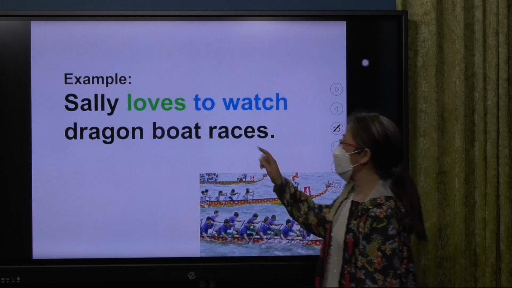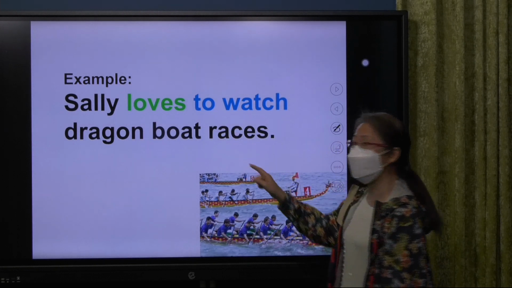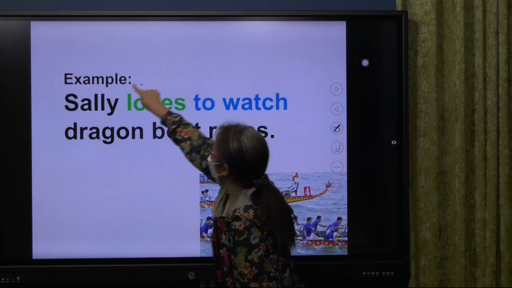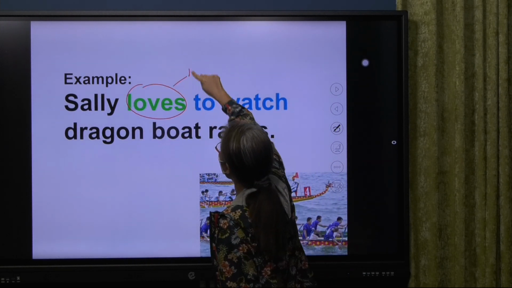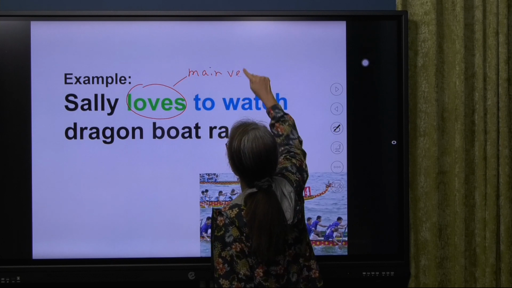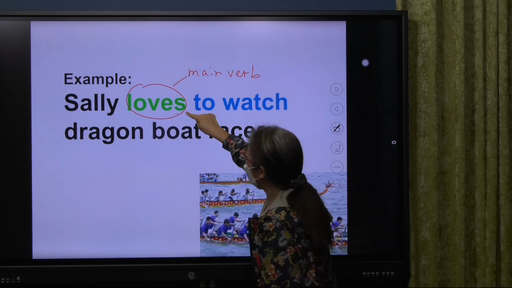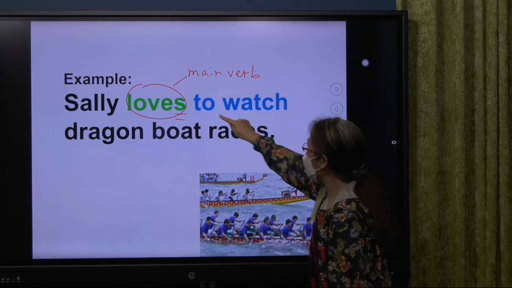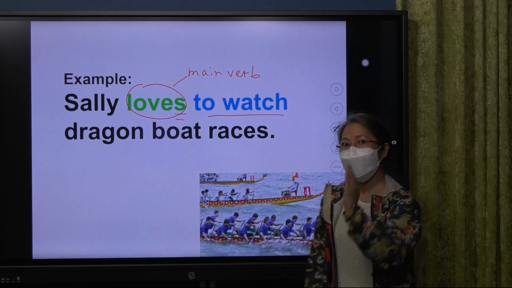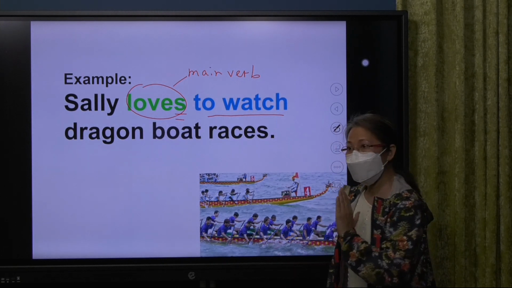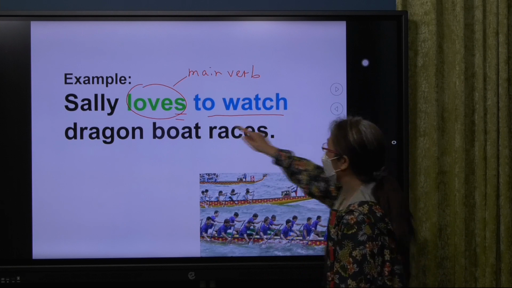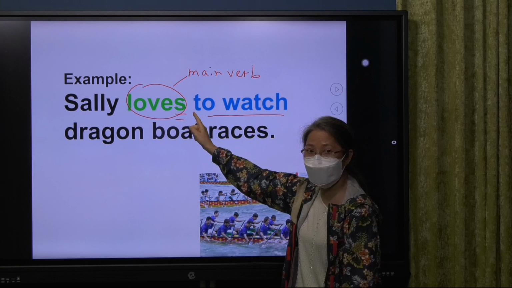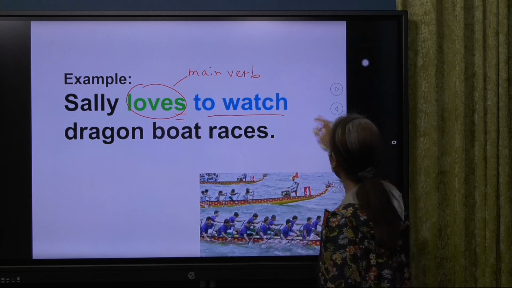Example 2. Shelley loves to watch dragon boat races. Here, this is the main verb. Okay, remember, everybody, we can change the verb form of the main verb, but to infinitive, they are always the same. We cannot change it. Okay? This one, Shelley loves. We can change it to the third person singular. Okay, present tense.